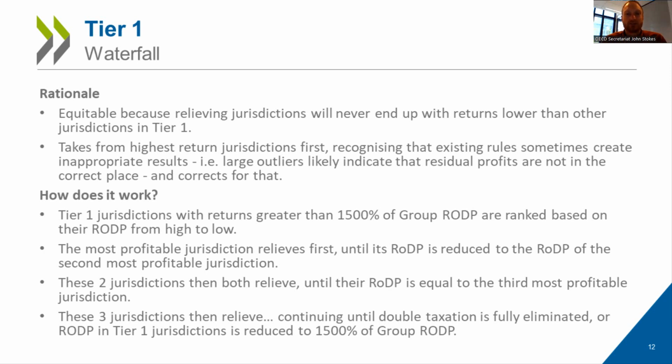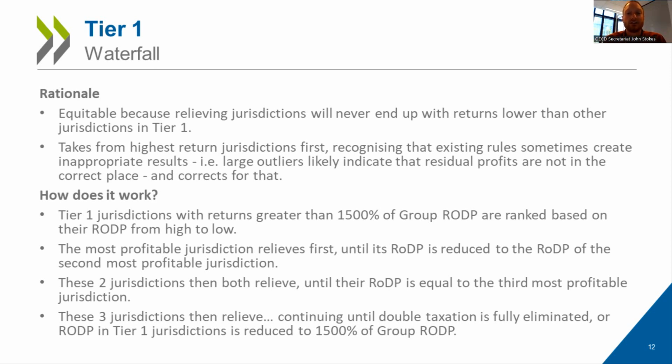Now, returning to the top of this slide, what's the rationale for that approach? Well, the first reason for following this approach is that it's equitable, because relieving jurisdictions will never end up with returns lower than other jurisdictions in tier one, because the approach reduces their RODP until it reaches the next highest, and so on and so on. So it reduces them in a way that means their return on depreciation and payroll is equal with those other jurisdictions in tier one, until we either completely eliminate double taxation or we reach the floor in tier one. This also means that the jurisdictions required to eliminate double taxation first are those with the highest returns.